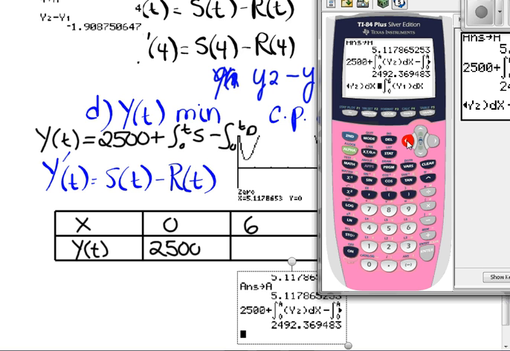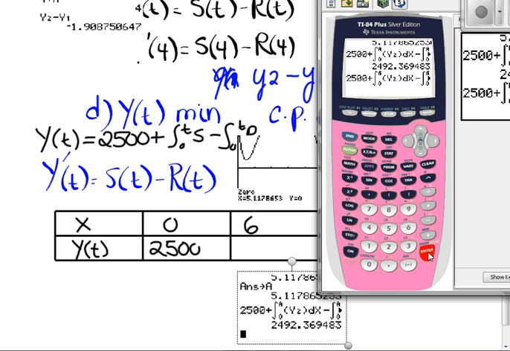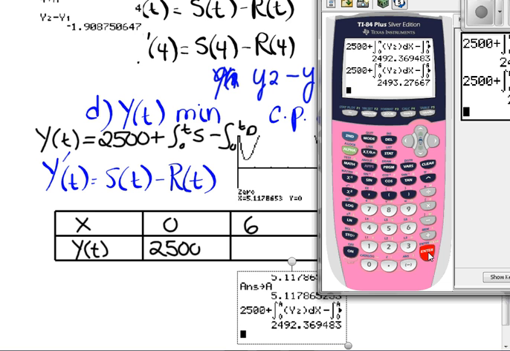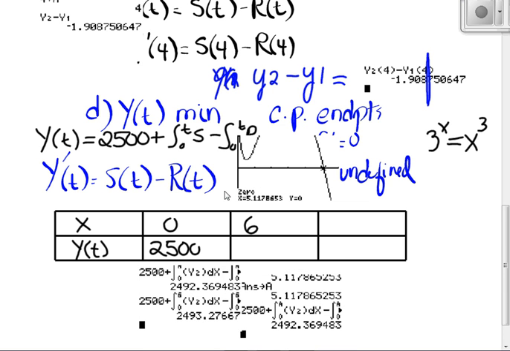I got 2,500 if I do 0 to 0. I don't know what I'm going to get for 6. No, I got 2,492. I got 2,500. Then I want to see what you did. And for 6, I get 2,493. Okay, now I can get rid of my calculator. I'm going to come and look at yours.